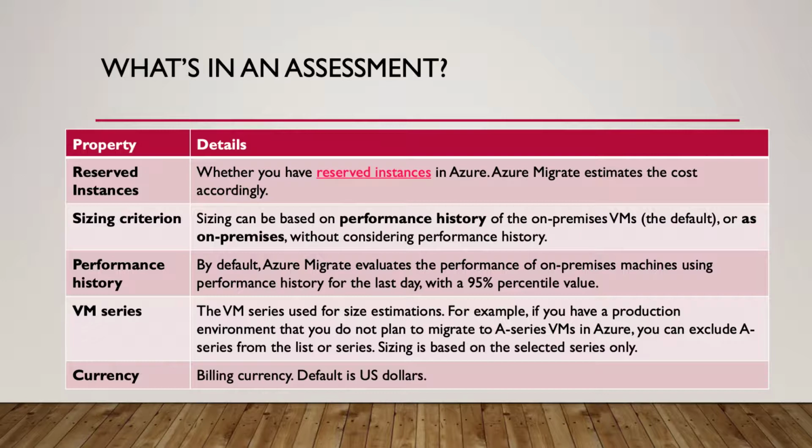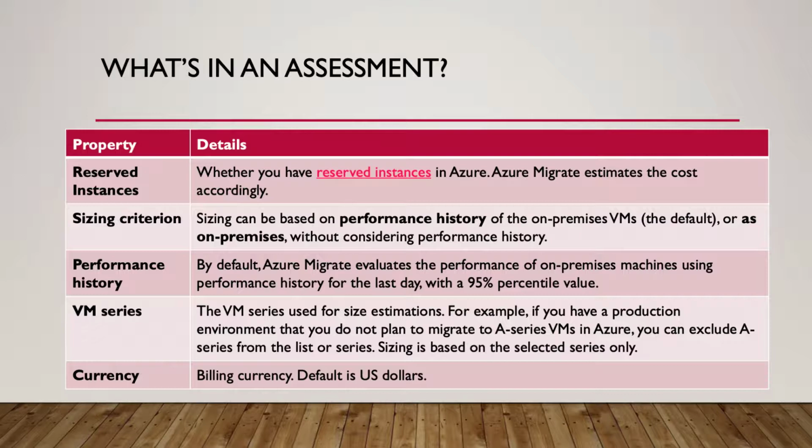For example, if you have a production environment that you do not plan to migrate to A series VMs in Azure, you can exclude A series from the list of series. Sizing then is going to be based on the selected series only.